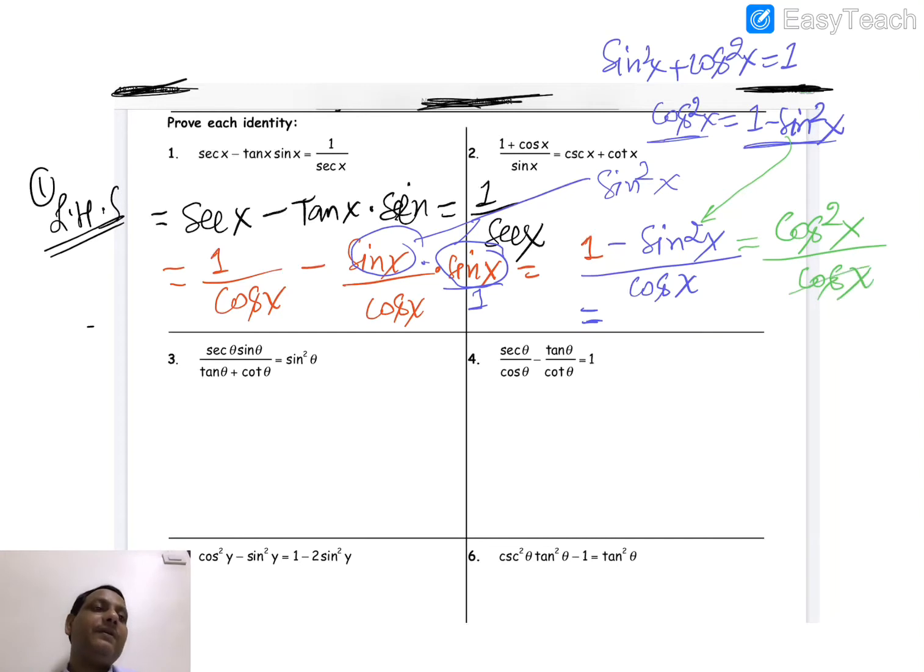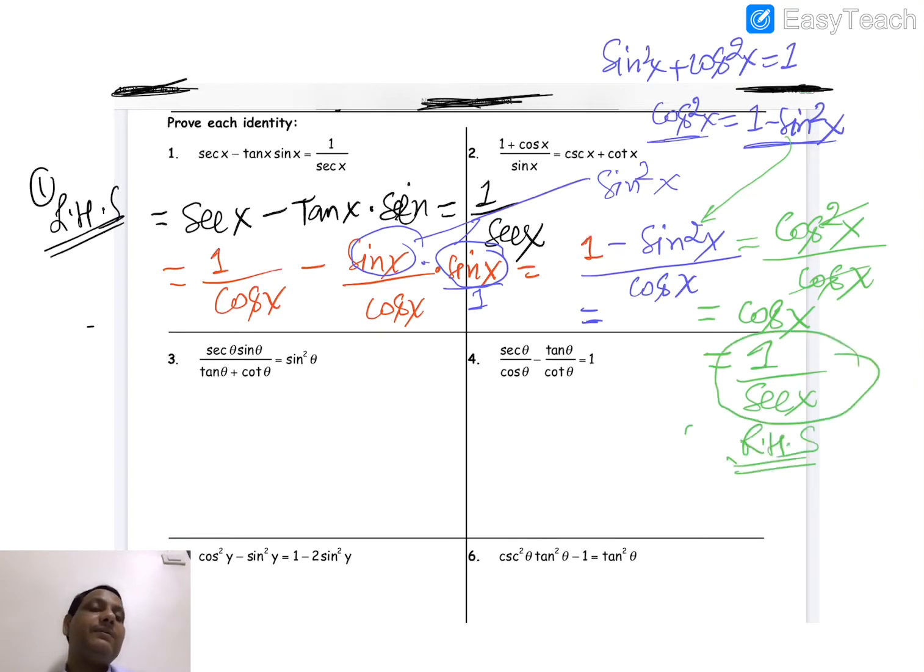This cos x got cancelled, so we are going to get cos x, and cos x is the reciprocal of sec. So we can write this as 1 upon sec x. So this is your right hand side. So this part is also proved. Alright, so this is question number 1.